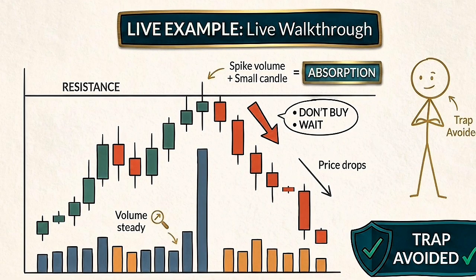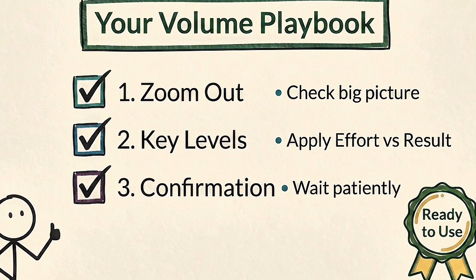Let me show you how this looks in practice. Price is approaching resistance. You zoom out, volume has been steady. Price touches resistance, volume spikes. But the candle is small with a long upper wick. High effort, small result, absorption. The wall is strong. You don't buy, you wait, price drops. You avoided a trap. 3 steps: zoom out, zoom in to key levels, wait for confirmation.